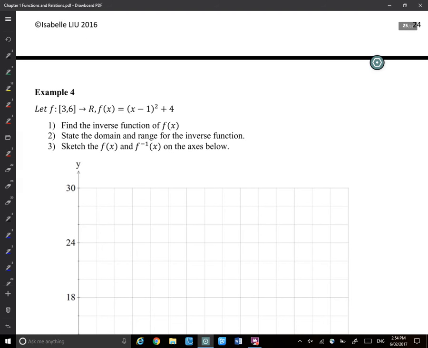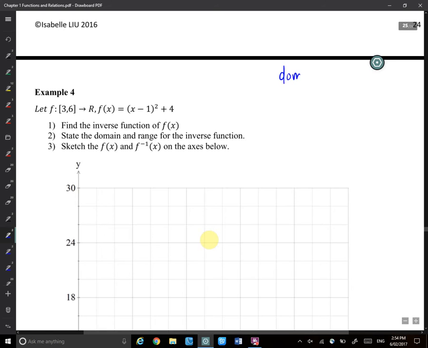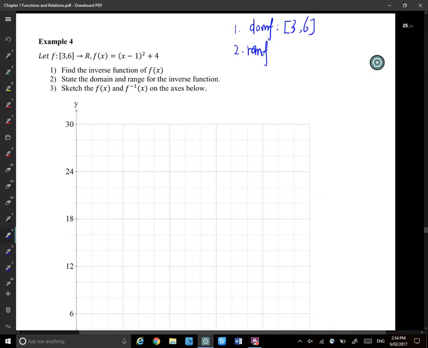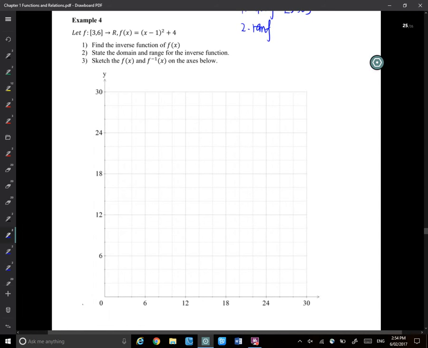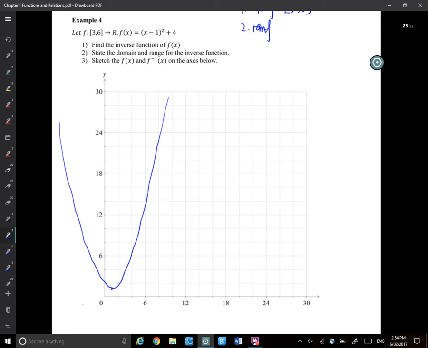First of all, I want to have f(x) equals (x minus 1) squared plus 4. The domain of f is 3 to 6. So I'll think about what the range of f is. If I sketch this graph, (1, 4) is the turning point, somewhere here. The graph looks something like that. My x values take from 3 to 6, so it's to the right side of the turning point. So it's an increasing graph.